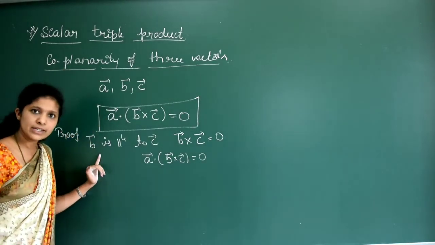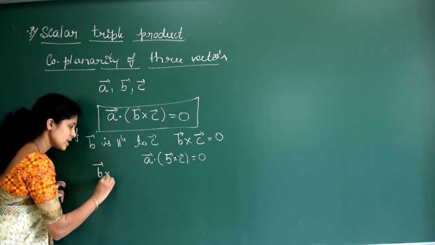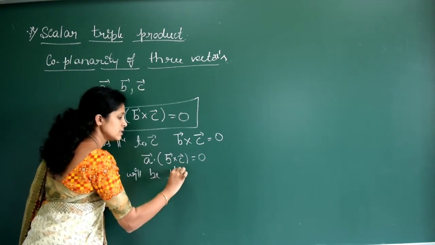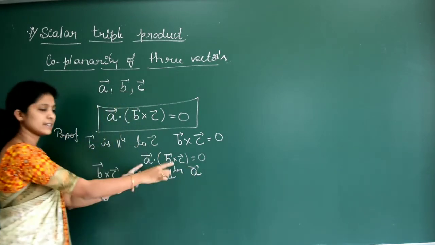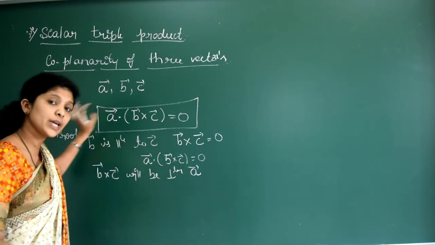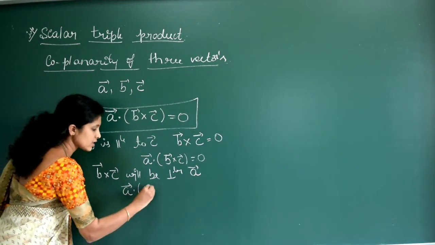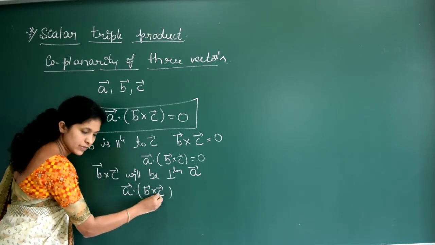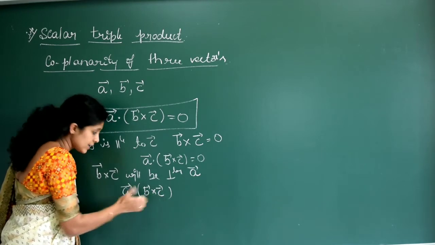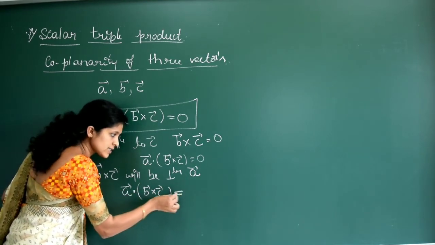If B vector is not parallel to C vector, then obviously B vector cross C vector will be perpendicular to A vector, right? If they are parallel, this is a condition. If they are not parallel, obviously B vector cross C vector will be perpendicular to A vector. By this what we can write, A vector dot B vector cross C vector. Since B vector cross C vector is perpendicular to A vector, the angle between them will be 90 degrees. Now here we are applying a dot product because cos 90 will be equal to 0. So this is equal to 0.